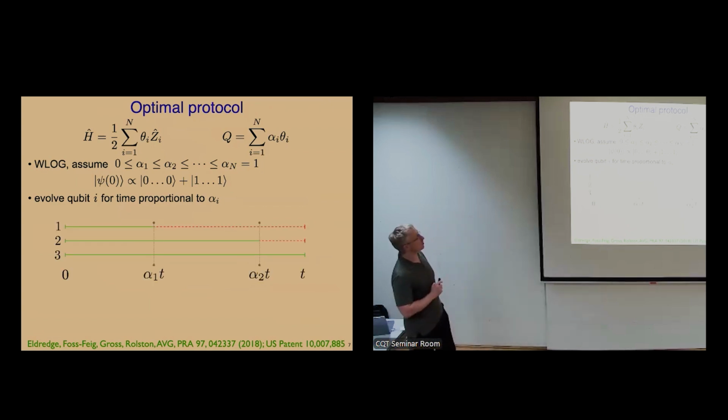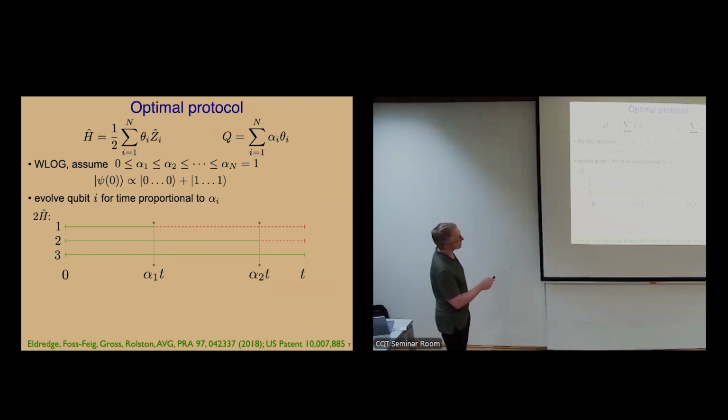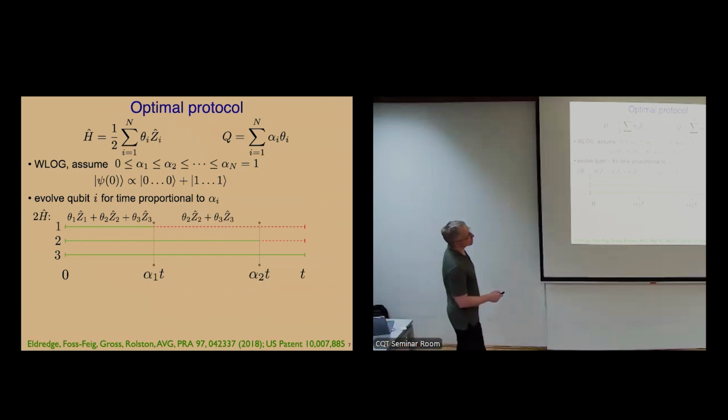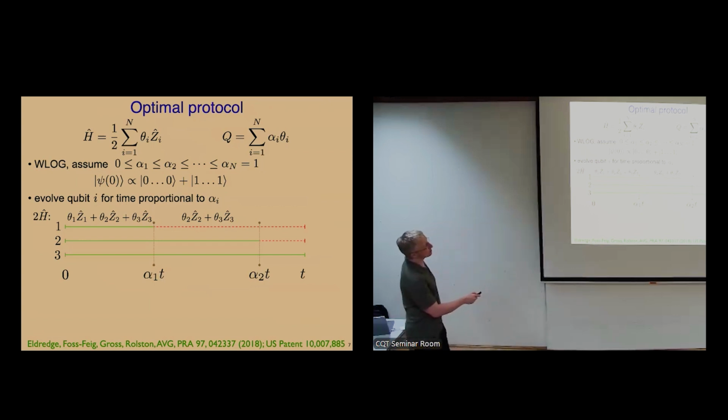Let's suppose I have 3 qubits. And here, this is time, and this is qubit 1, qubit 2, and qubit 3. And here, I will write the value of the Hamiltonian times 2. For the first fraction of time, alpha 1 t, I will just evolve under the full Hamiltonian: theta 1 z1 plus theta 2 z2 plus theta 3 z3. And then I want to make sure that for the second fraction of time, from alpha 1 t to alpha 2 t, only the second and the third qubit are coupled to their parameters theta, but the first qubit is decoupled.